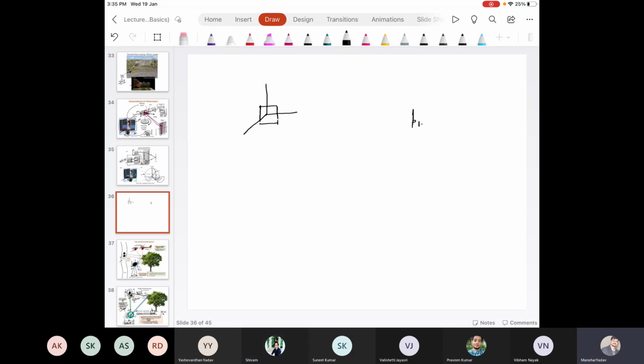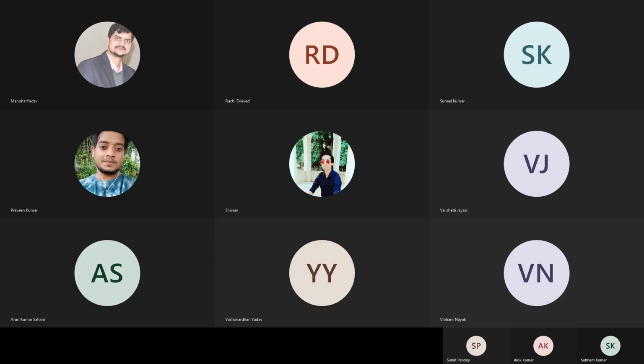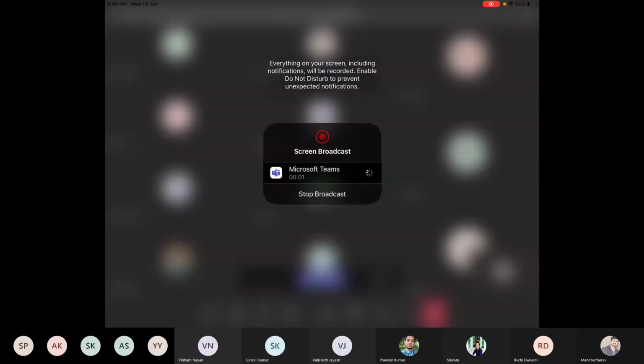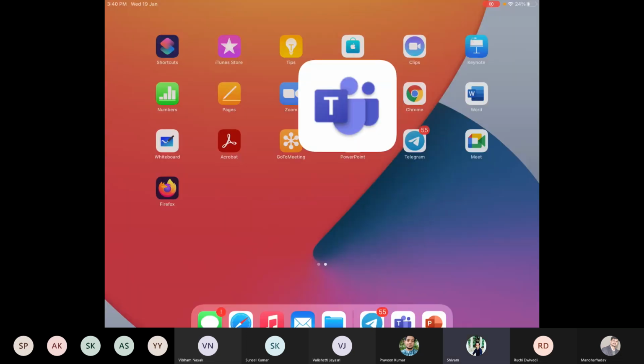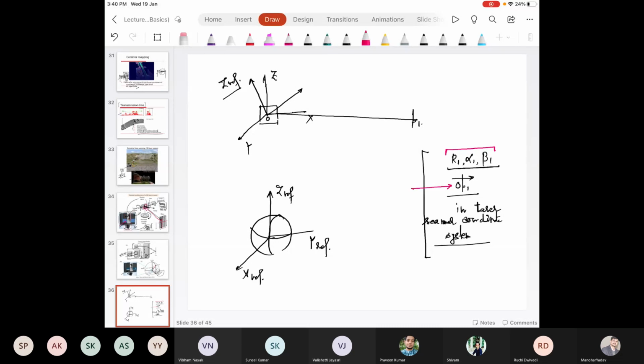So vector OP1 is known, and this vector OP1... Sir, the screen is showing only one coordinate, the vector is not visible, sir. Okay, let me share it again. Okay, now tell me. Yes, sir. Now, okay, sir. Fine. Yes, sir.